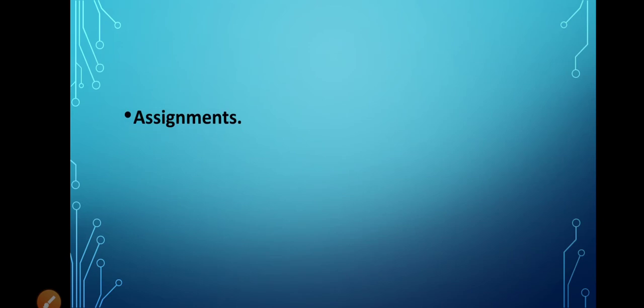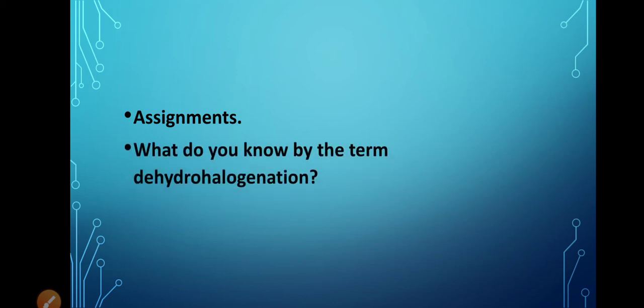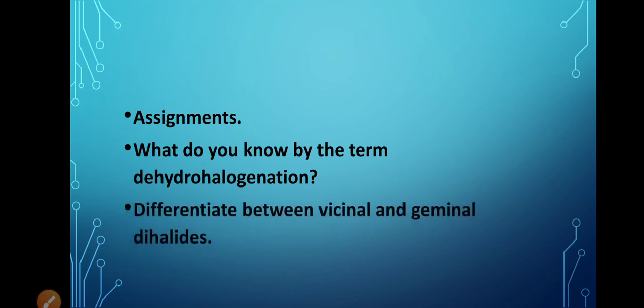Students, I hope that you have understood your topic. Here is your assignment. Question number one: what do you know by the term dehydrohalogenation? Question number two: differentiate between vicinal and geminal dihalides. You have seen the differences between the two types of dihalides in your current topic, so you will do a comparison between the vicinal and geminal dihalides.